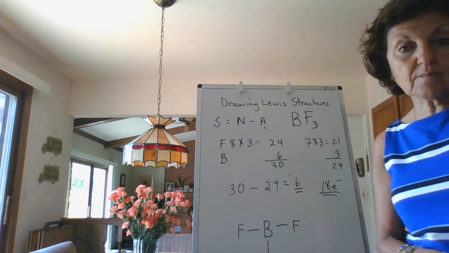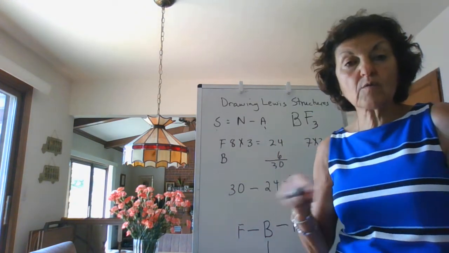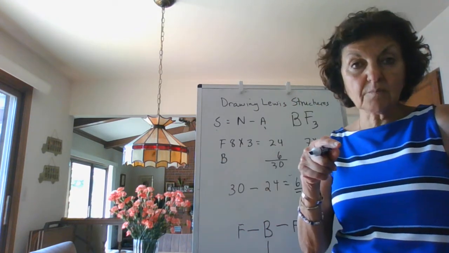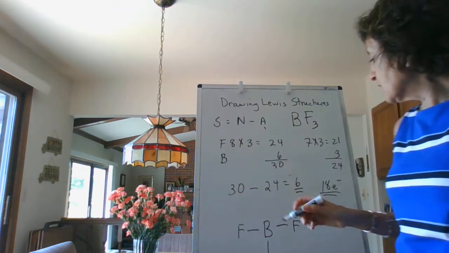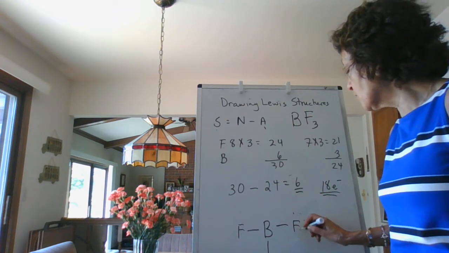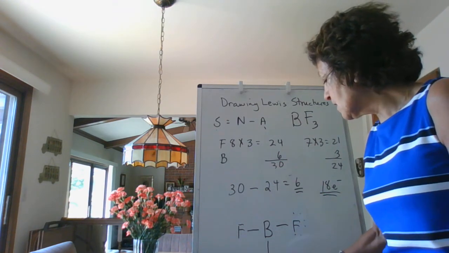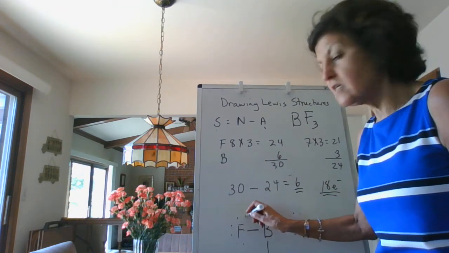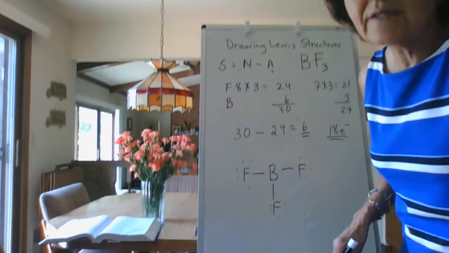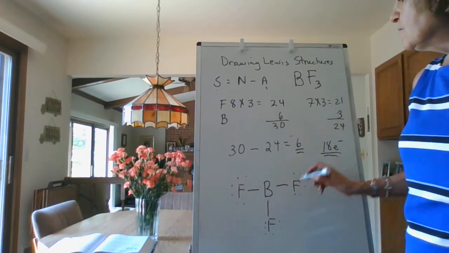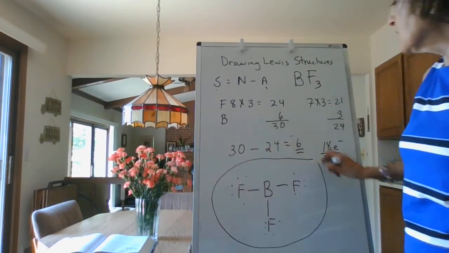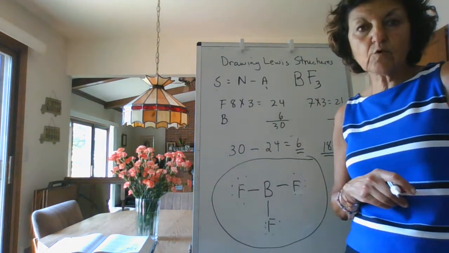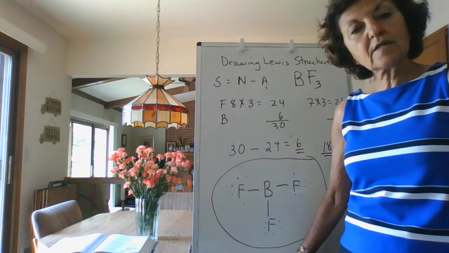What do you do with the 18 electrons? You distribute them. You always distribute them around the periphery first, and then anything that's left over, you dump on the central atom. All right, so we go 1, 2, 3, 4, 5, 6, 7, 8, 9, 10, 11, 12, 13, 14, 15, 16, 17, 18. We are completely done with all 18. So this here is the Lewis structure of boron trifluoride. Okay, let's do another one.